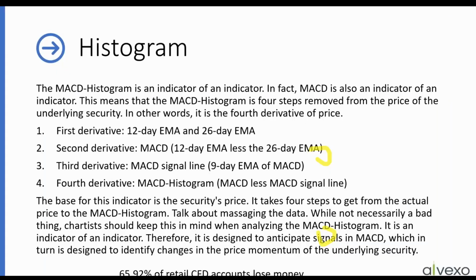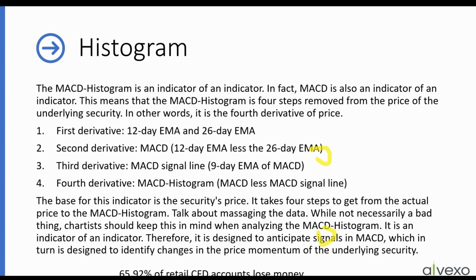But keep in mind, the MACD is a derivative of a derivative. So the MACD histogram is an indicator of an indicator. What it does is take an indicator and put it together in an easy to interpret format. So this means that the MACD histogram is 4 steps removed from the price of the underlying security. In other words, it's the fourth derivative of price.